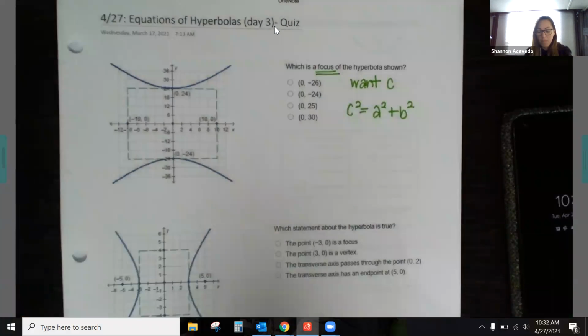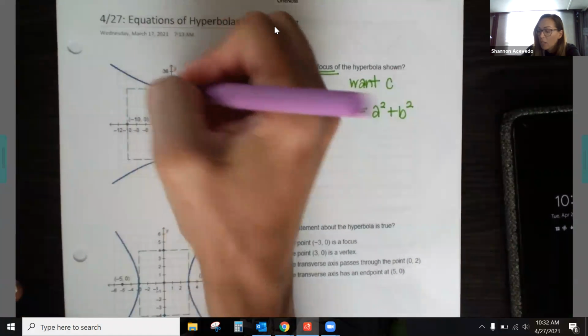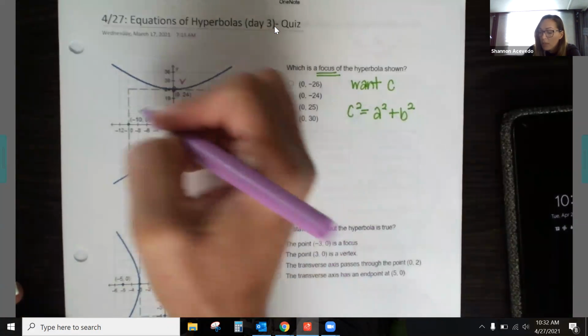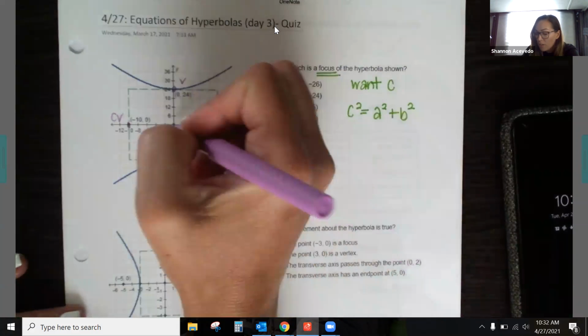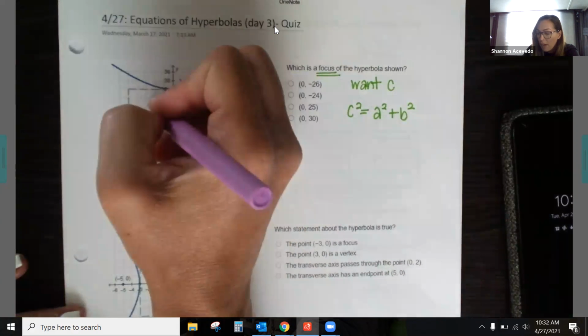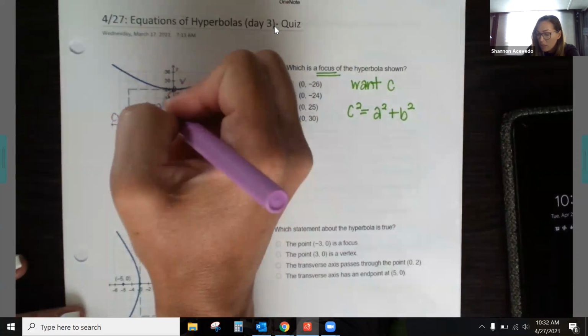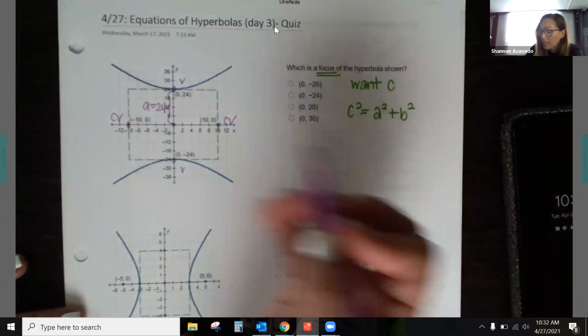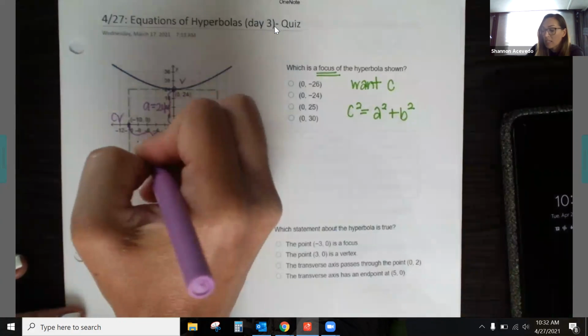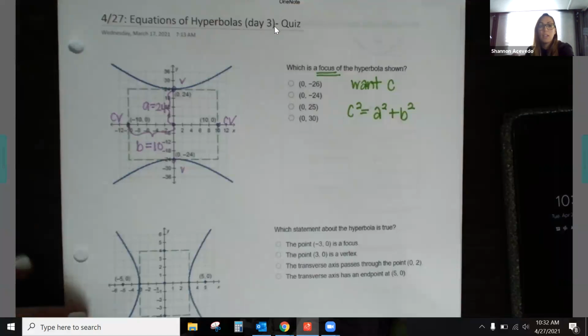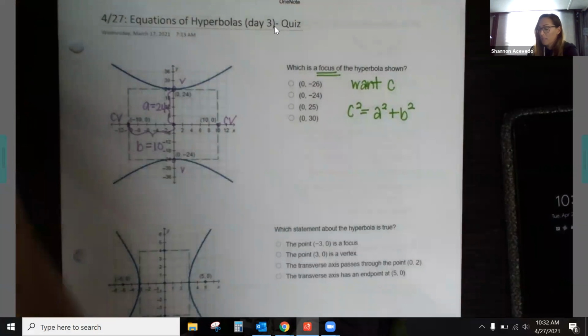But they didn't give us A and B, and that's okay, because if we look at our graph here, these are going to be my vertices. These two points are what we call our co-vertices. The distance from the center to our vertices is my A value. In this case, A is 24. The distance from the center to my co-vertices is my B value, and in this case, B is 10. So I know A and B, even though they didn't tell me, because I could figure it out straight from my graph.